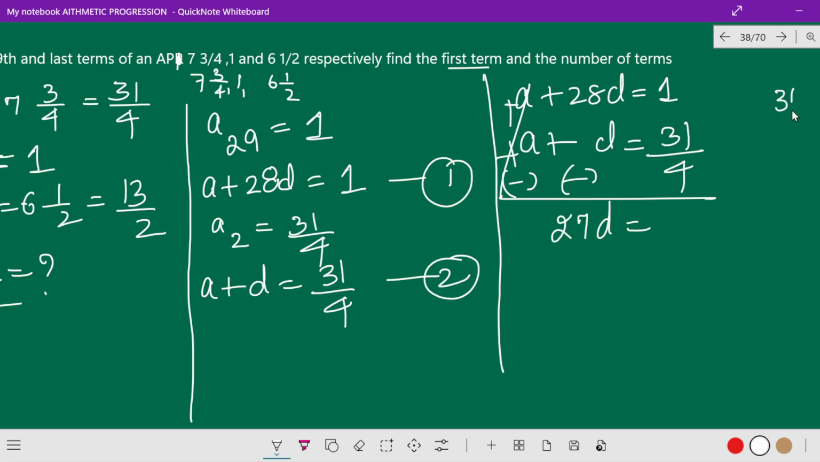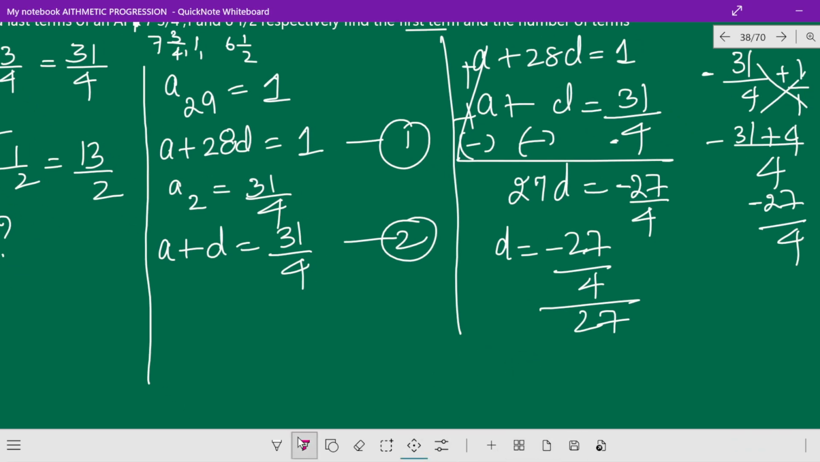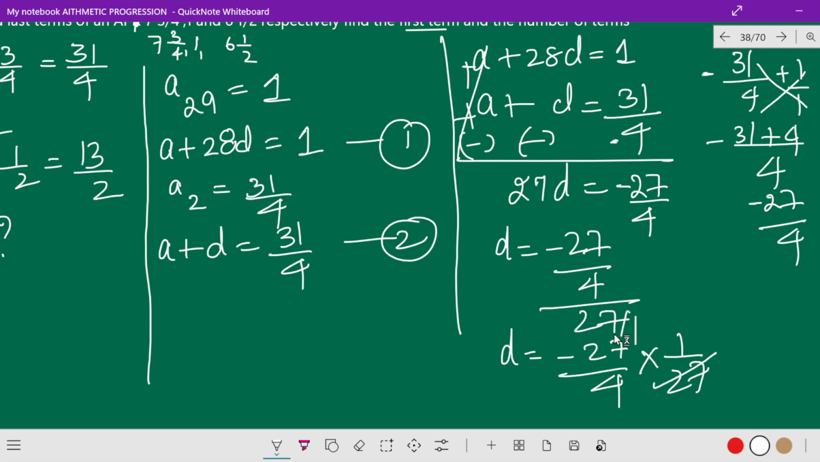On the other side, this is fraction 31 by 4. This will become a minus sign and this is a plus sign. The LCM is 4. This will become minus 31 plus 4. The answer will be minus 27 by 4. So D is equal to minus 27 by 4 divided by 27. So D is equal to minus 27 by 4 into 1 by 27. 27 cancels. The answer of D is equal to minus 1 by 4. So we got the D value.